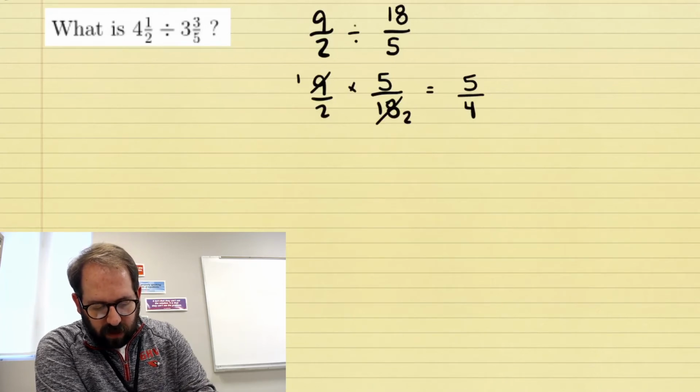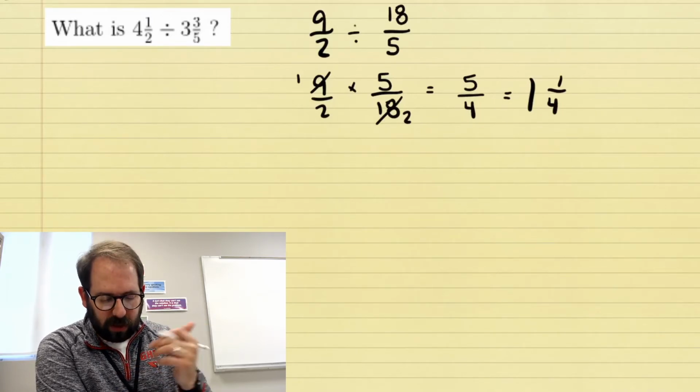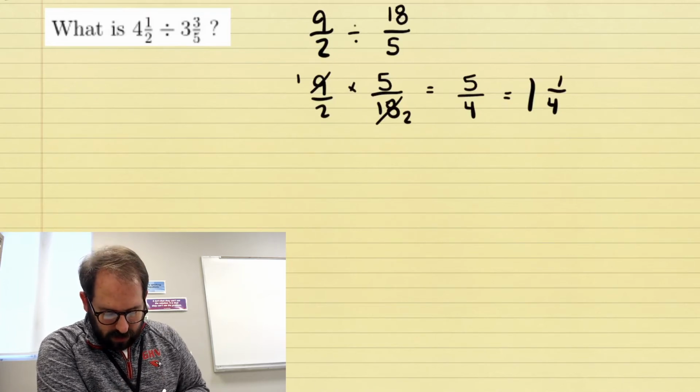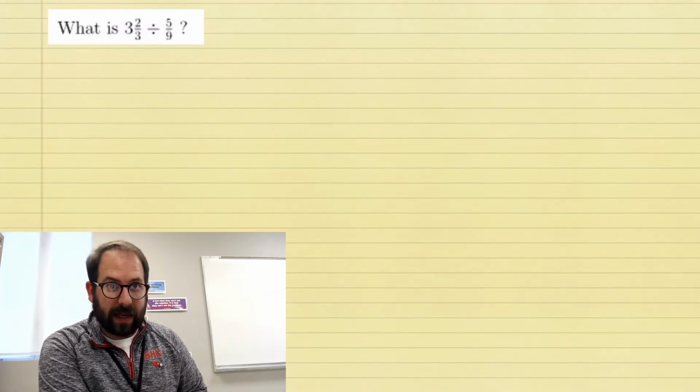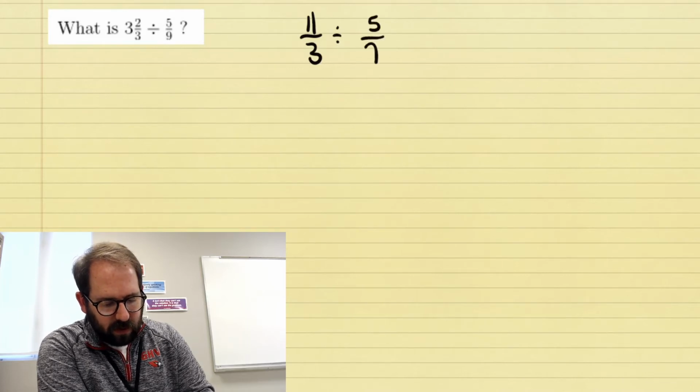But 5/4, that is the same thing as 1 full pan and 1 extra out of 4. So again, how many times can 4 go into 5 without going over? It can go in there once with 1 left over. All right, the next one, we're dividing again. So 3 times the 3 is 9, plus the 2 is 11/3. And we're dividing by 5/9. So we're going to flip that second fraction over and multiply.